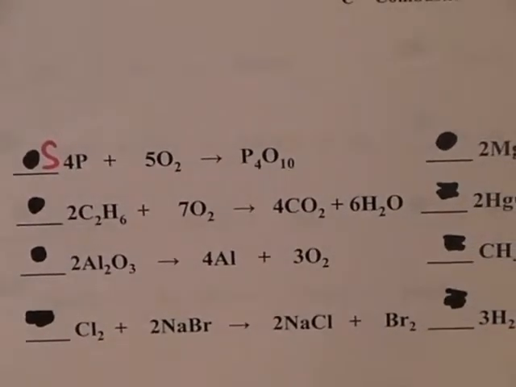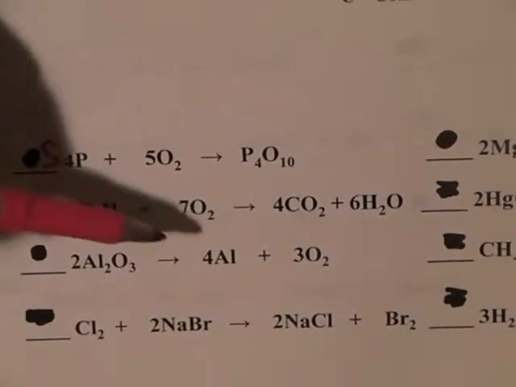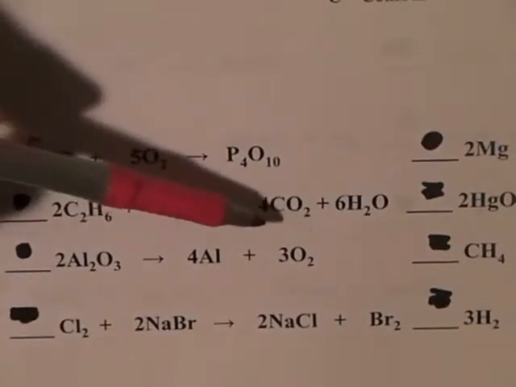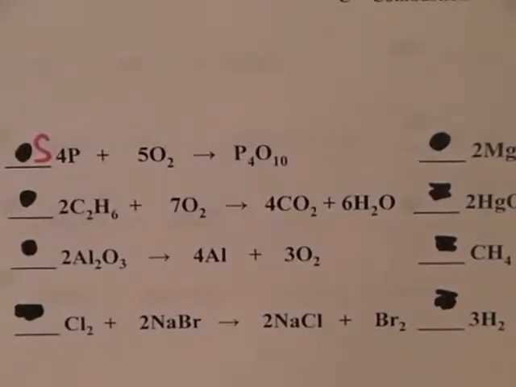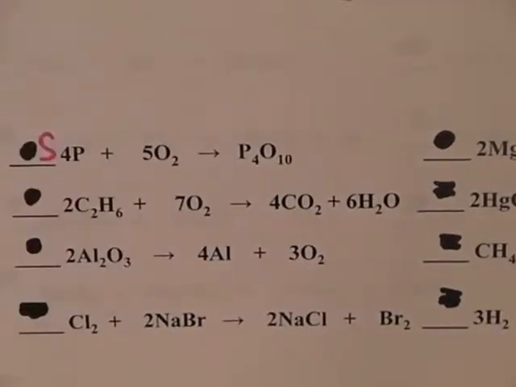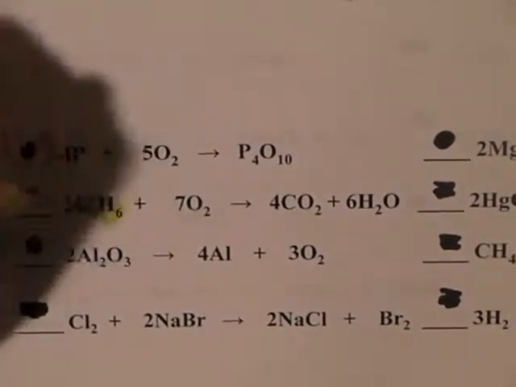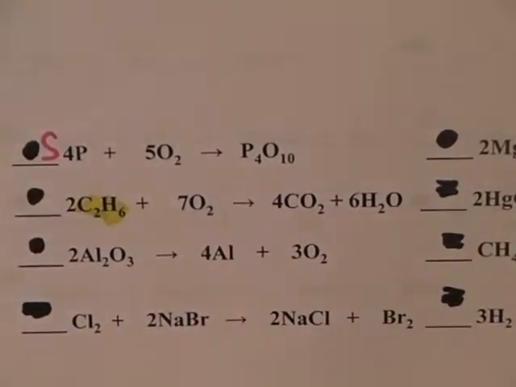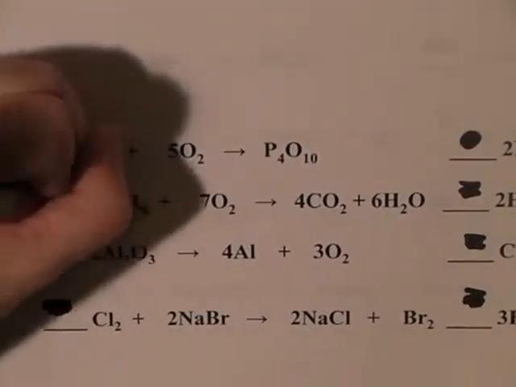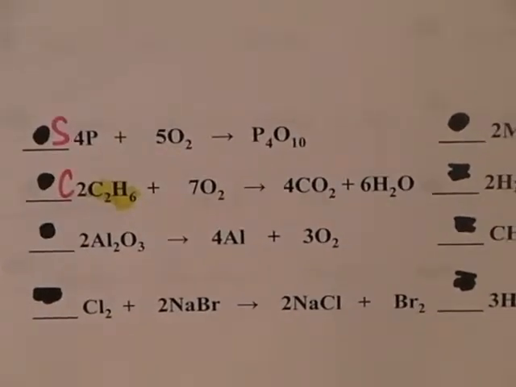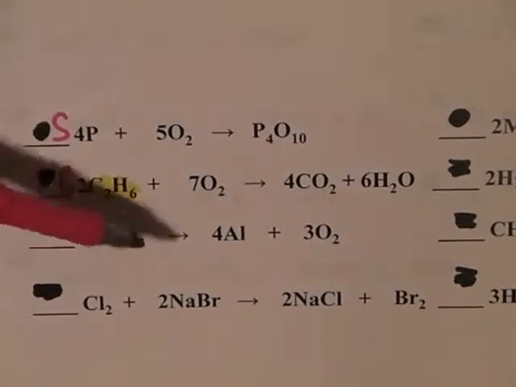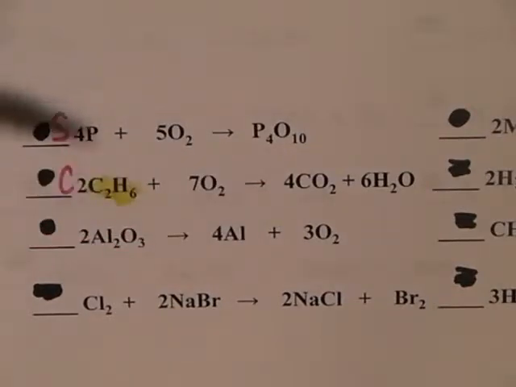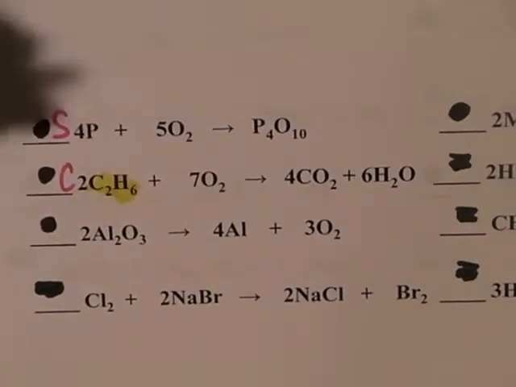Next one, it's got 2 C2H6 plus 7 O2 gives us 4 CO2 and 6 water. Notice this right here is a hydrocarbon, right? Combination of carbon and hydrogen plus oxygen gives CO2 and water. What kind of reaction must that be? Good, hopefully you said combustion. Next one, we've got 2 Al2O3 breaking down, hint, hint, breaking down into aluminum and oxygen. So what type of reaction is this? Good, hopefully you said decomp.